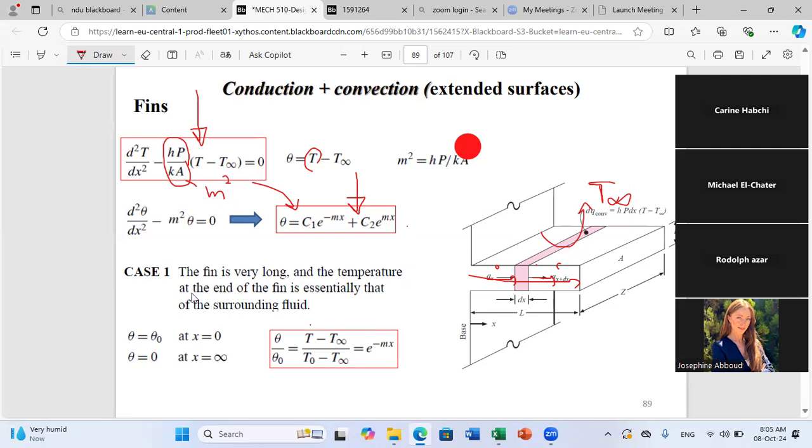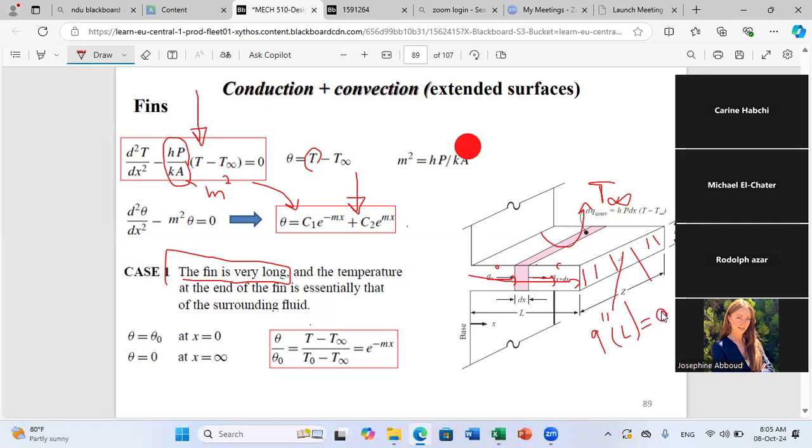Let us take a very simple case first. If I take case 1, if I consider that the fin is very long, whenever they tell you the fin is very long, then we can consider that at the end of the fin, the heat flux is equal to 0. So q double prime at L is equal to 0. This is what we mean by the fin is very long.